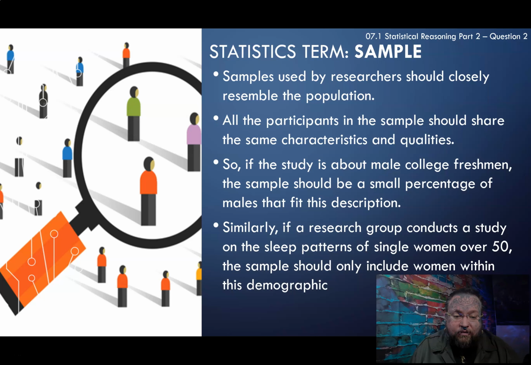Say also if a research group conducts a study on the sleep patterns of single women over 50, then the sample should also reflect women with this demographic, that they're over 50, that they meet what you're specifically looking at, and you should communicate that's where you sampled from and drew your data, and how you can make those kinds of connections.